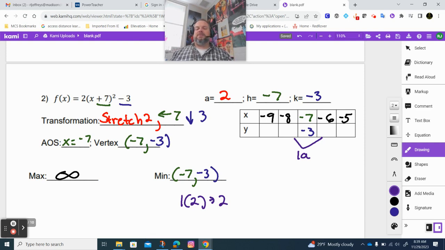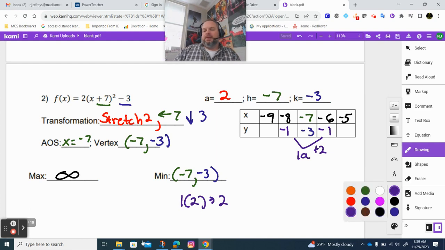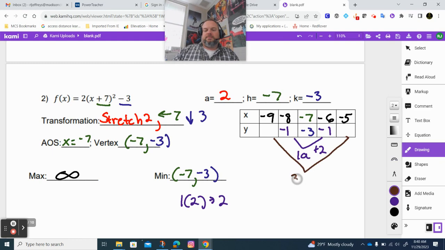So what is negative 3 plus 2? Yeah, negative 1. See, if our a was 1, it would just be negative 2. So we're actually making those get bigger. All right, this is 3a. So 3 times 2, this would be 6. So negative 1 plus 6 is 5.